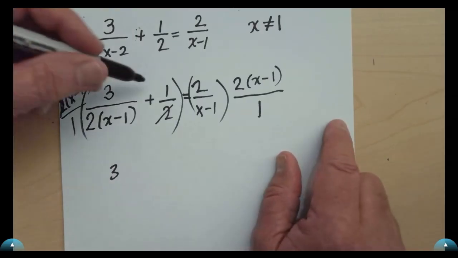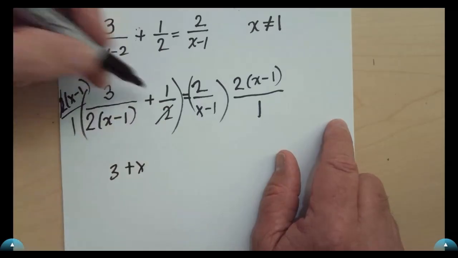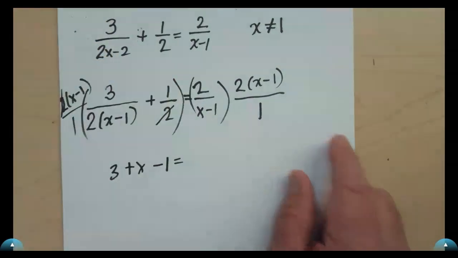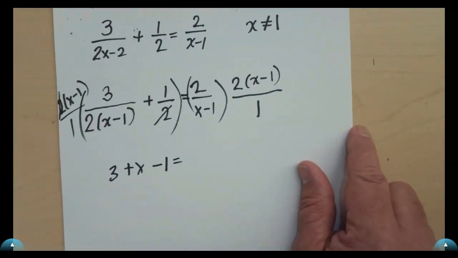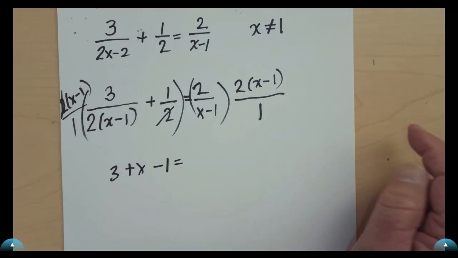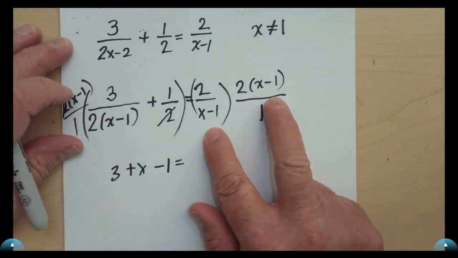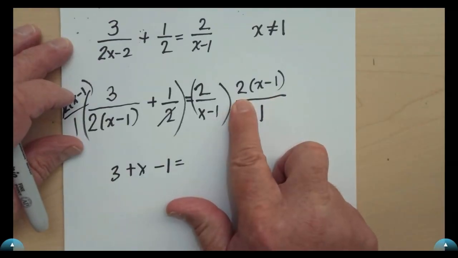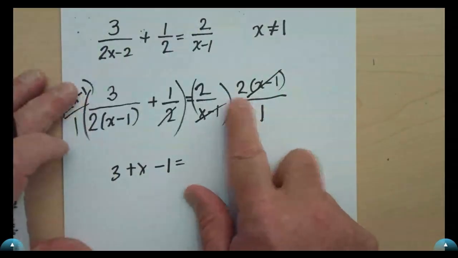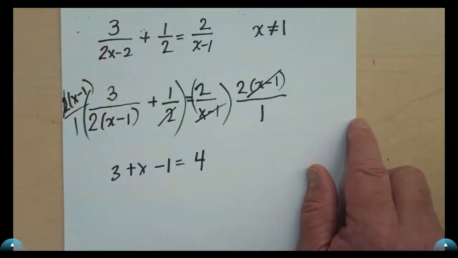Of course, that's easy enough. 1 times x is x, positive x. And positive 1 times negative 1 is negative 1. So I've got 3 plus x minus 1 after I multiply the left side times the LCD. Everybody with me? Okay. On the other side, now notice here the x minus 1 factors are going to cancel, but that 2 isn't. So I'm going to have actually 2 times 2, which is 4, right?